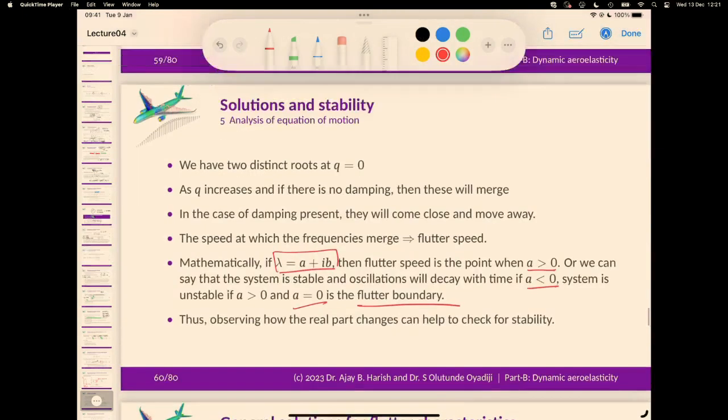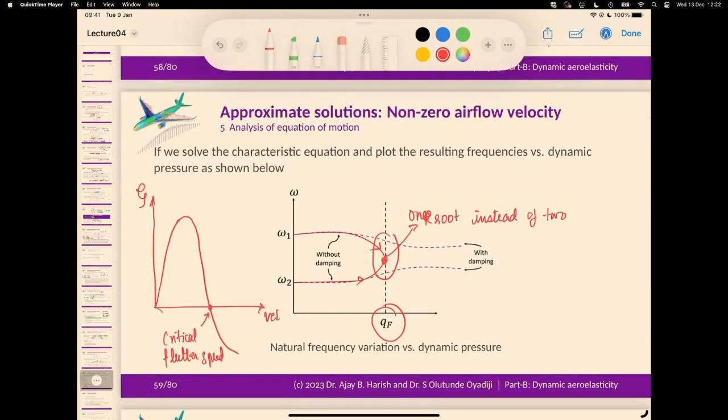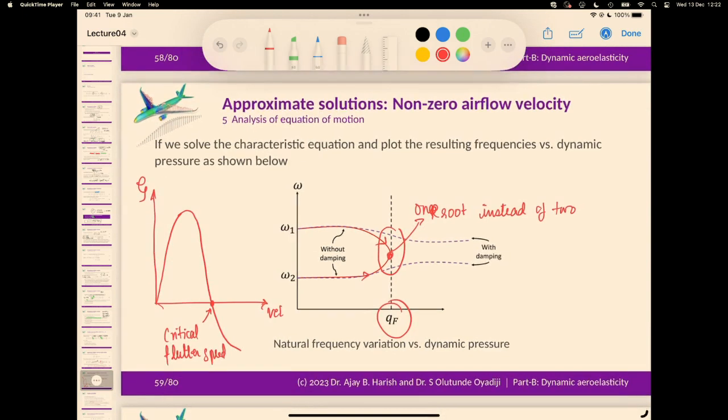Any questions so far? No? Yeah. Uh-huh. Which one? This left one or right one? Oh, so this is the damping ratio. Sorry, my mistake.